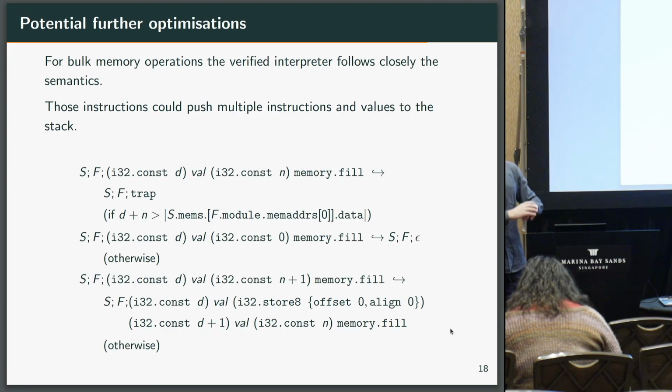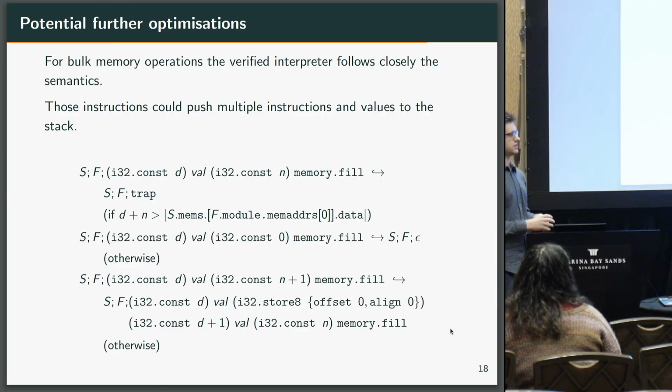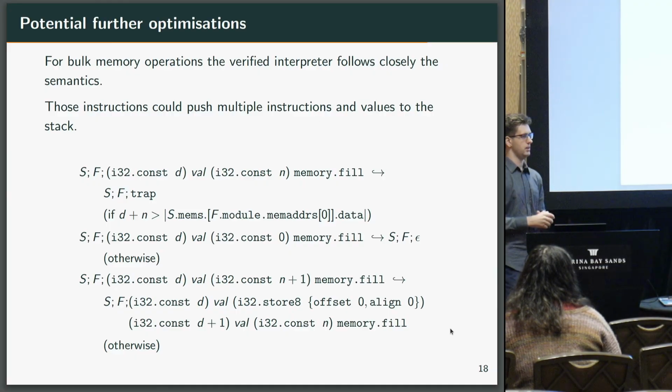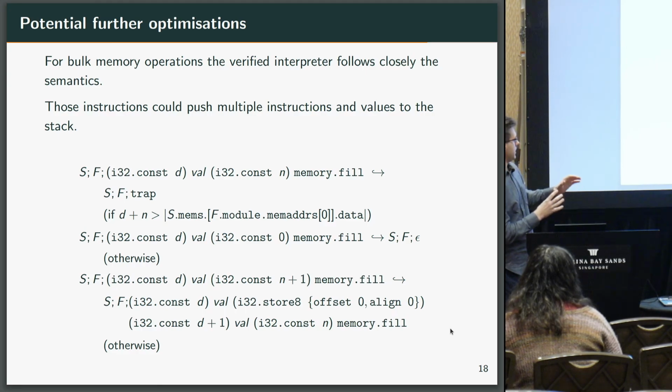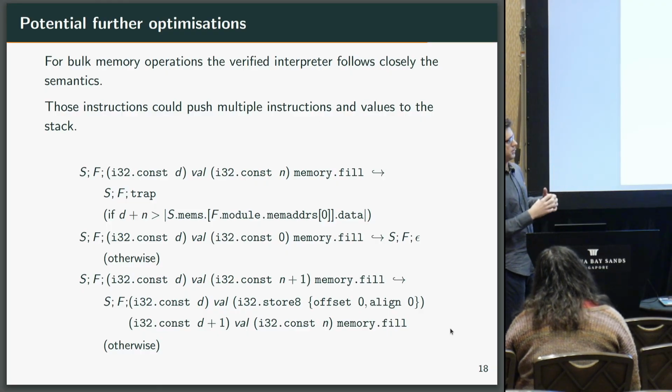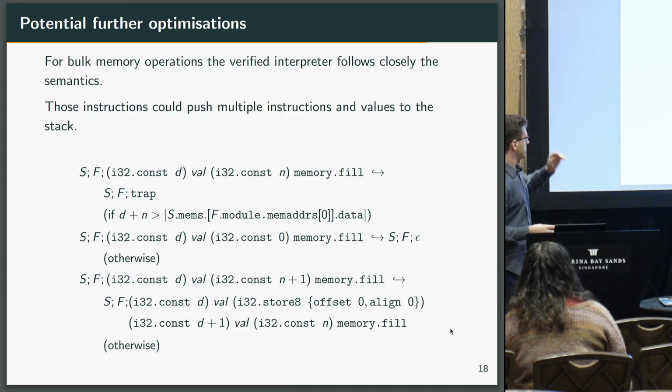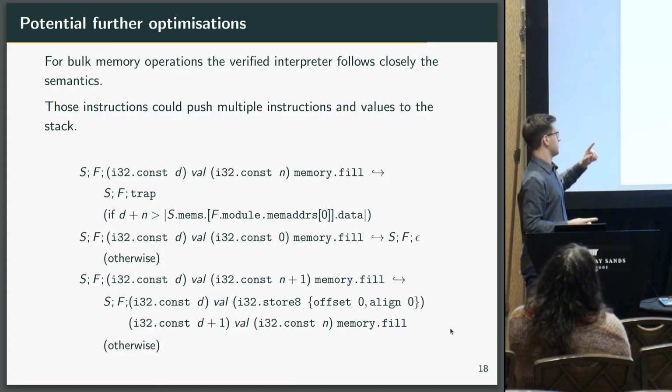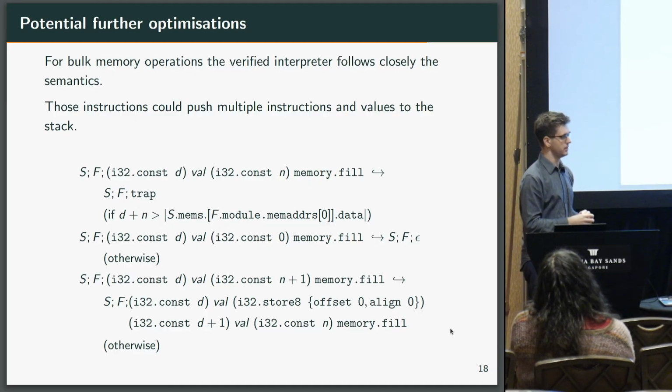Now, there are some further ways that we could potentially optimize the interpreter. One of the bottlenecks that we spotted was the bulk memory operations. In the semantics, the bulk memory operations could potentially push multiple values and instructions to the stack. To illustrate this, we have the semantics for the memory fill operation.